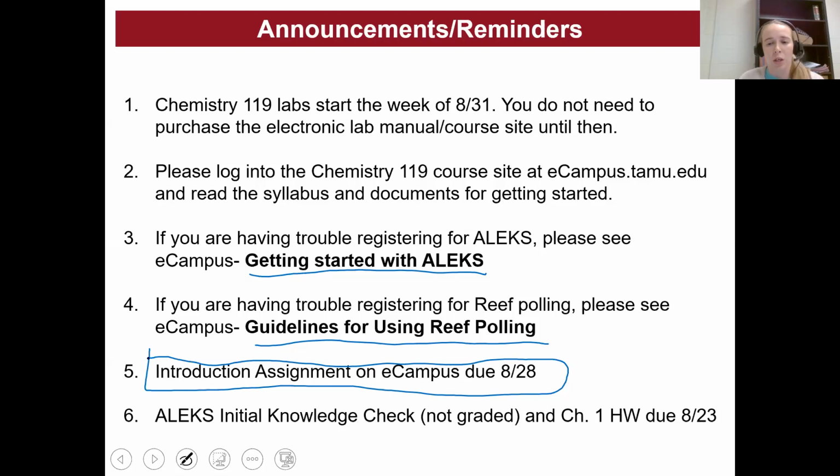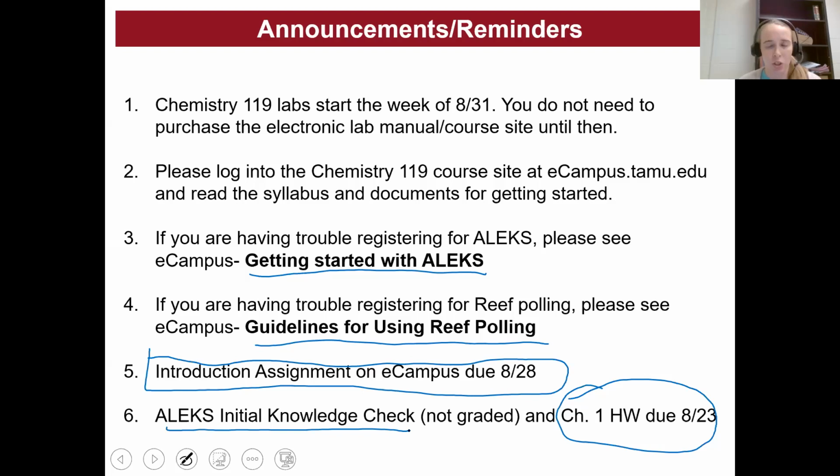Also, your first homework assignment on ALEKS is going to be the Chapter 1 homework, and that's going to be due on Sunday, the 23rd. In order to get to that homework, you'll have to finish the ALEKS initial knowledge check first. That initial knowledge check is not graded. Do not worry about how you do, but please try your best so that we know where we're starting from for this semester as far as your prior knowledge of chemistry.